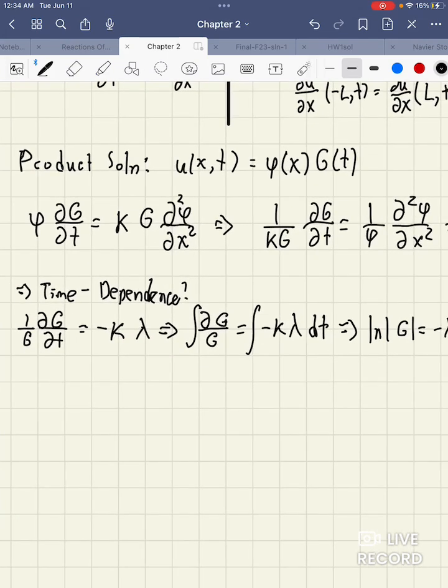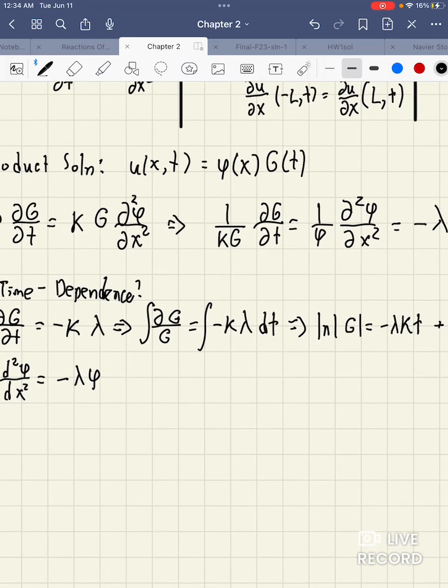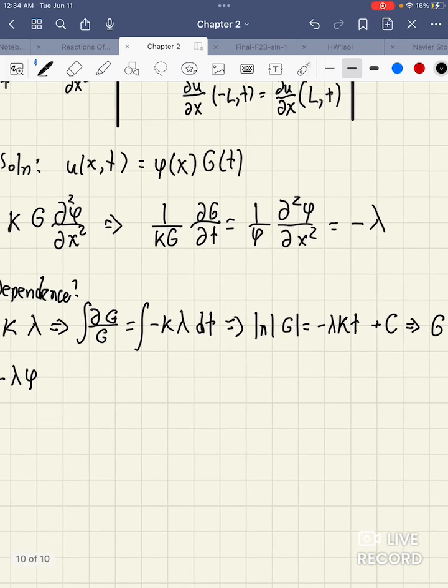So now let's look at the position-dependent part. Since it is time independent, we have the second-order derivative of our phi equal to negative lambda phi. Now let's look at our boundary conditions.